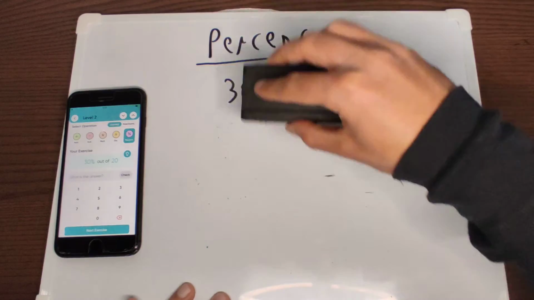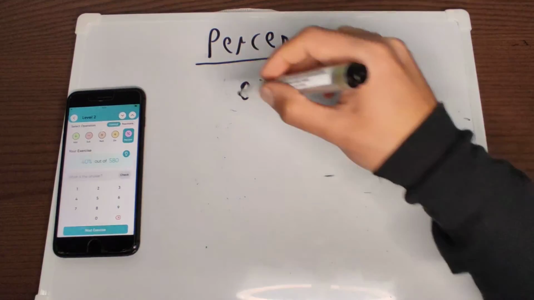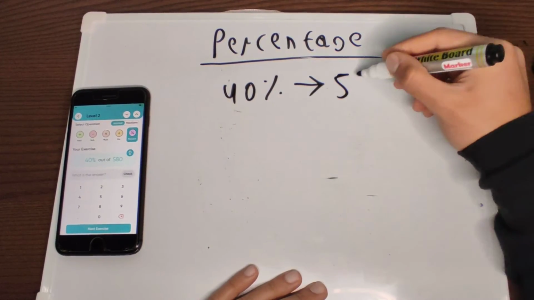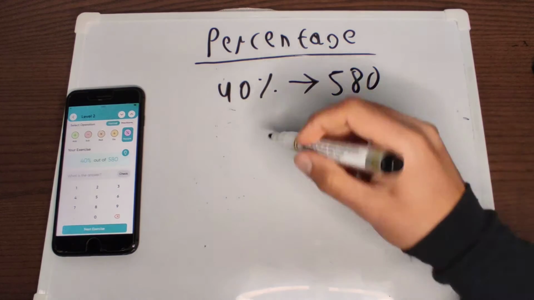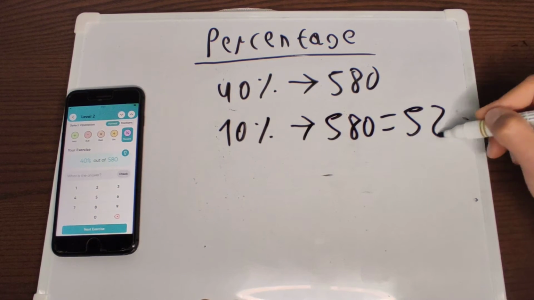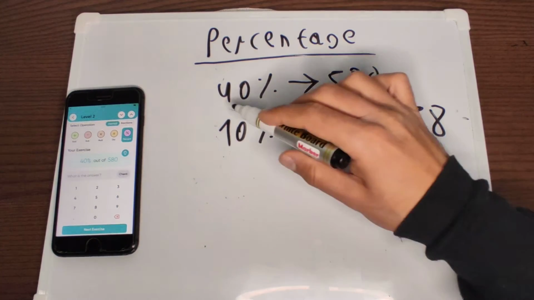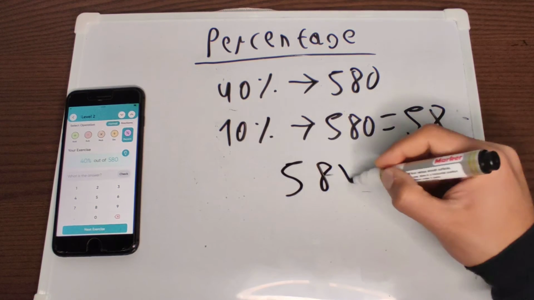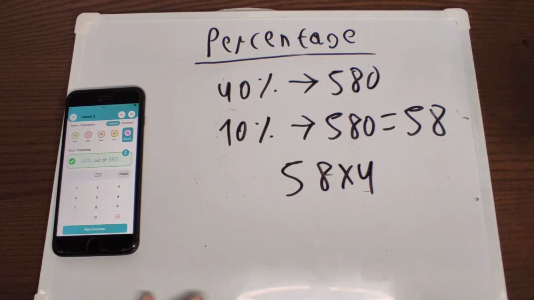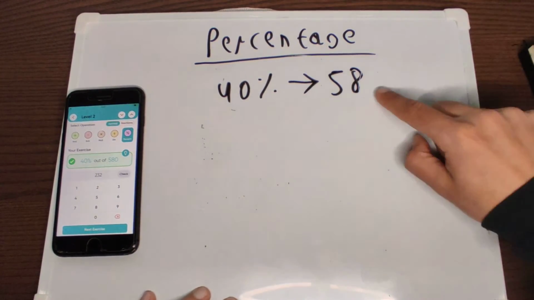So if we need to calculate, for example, let's take another example, 40% out of 580, we will calculate the 10% out of the number, which results in 58, because we divided it by 10 and the number ends with a 0, and then multiply it by 4, by this digit. 58 times 4, let's check, 232.